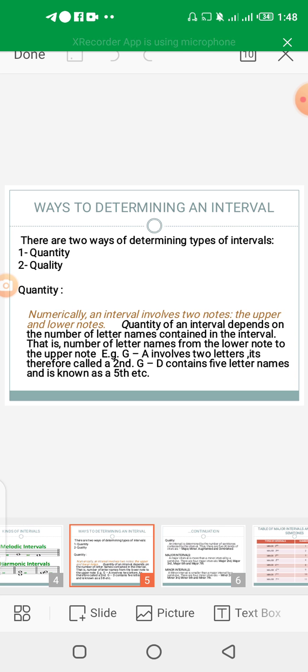Do you understand that to get the quantity, that is the distance between these two notes, you just need to check how far it has gone. G to A means 1, 2. You've made just 2 steps from G to A, which is a second. So if I ask you what is the quantity between G and A, you know it's a second. Or the quantity between G and D is a fifth. Now from G to G is 8. Okay, let's move on.